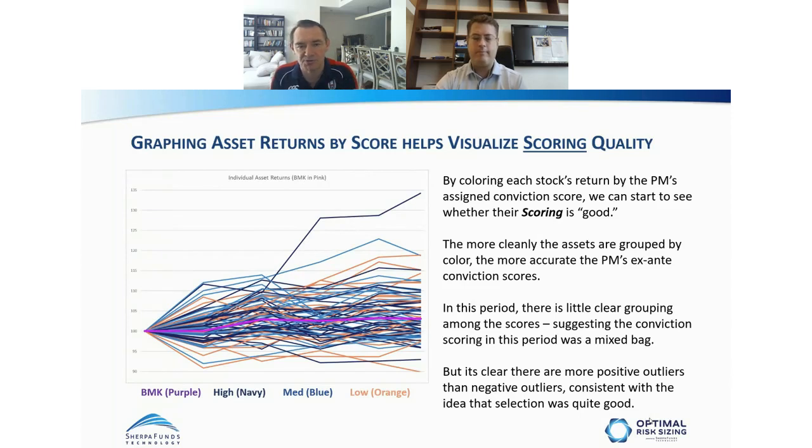He's made 70 or 80 basis points return over the benchmark. So his asset selection has been good. But has his scoring, that's the second S of Stephen's 4 S's, has his scoring really added any value, or is there any real information in it?